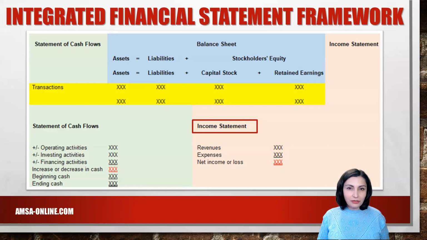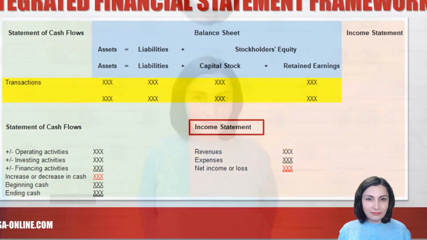The right-hand column on this slide shows the effects of transactions on the income statement. Each revenue and expense transaction is recorded and classified as a revenue or expense. We will use it later as a basis for preparing the income statement.